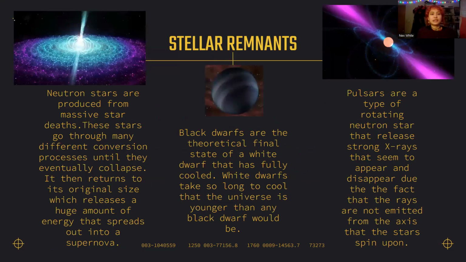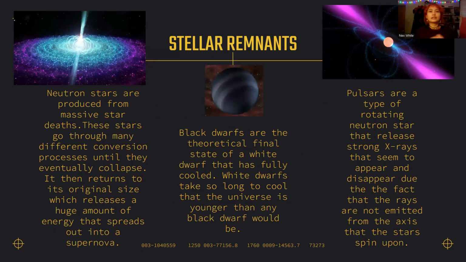Now, stellar remnants, we have neutron stars. These go through many different conversion processes before eventually collapsing into a neutron star, and they lie at the center of supernovas. Pulsars are a type of rotating neutron star.